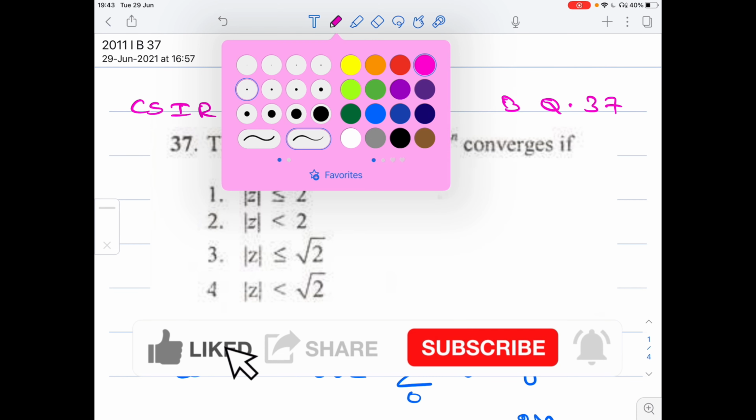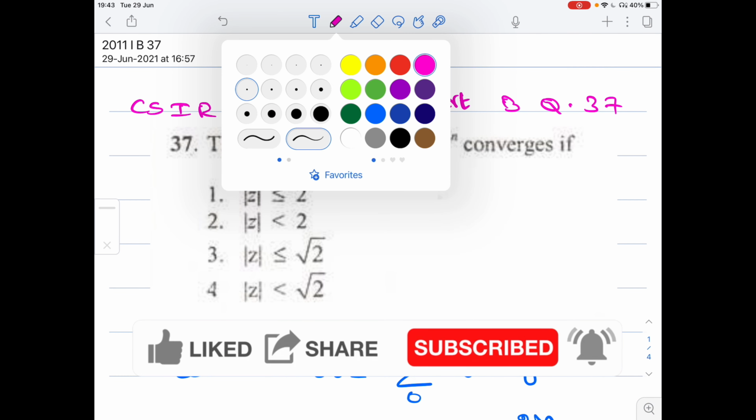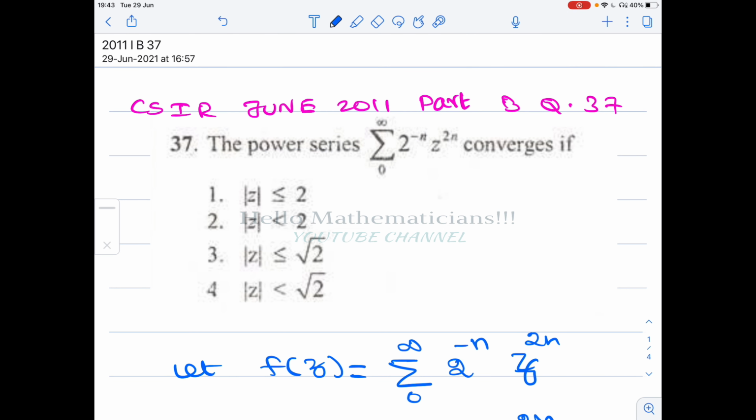Mathematicians, today we see one nice complex analysis problem asked in the CSIR exam, and it is about the radius of convergence. In previous year exams, you can see many problems asked on the radius of convergence. And there is one very important concept regarding radius of convergence. So first, let me explain this before we go into the problem, because we need this fact to solve this problem.